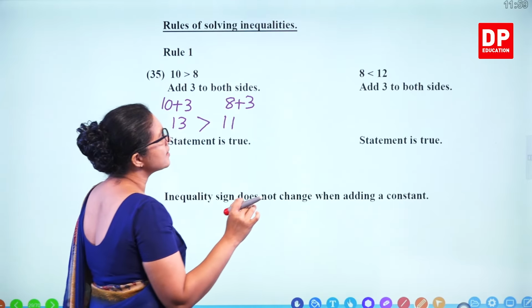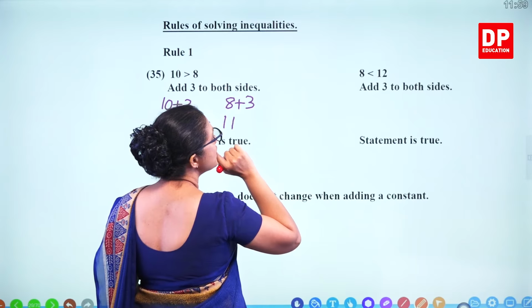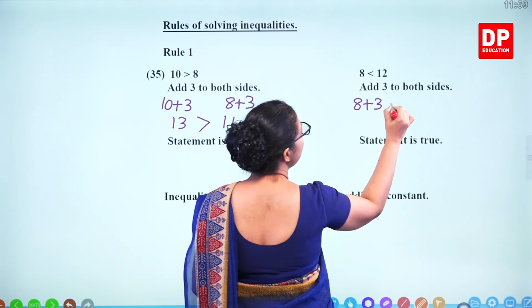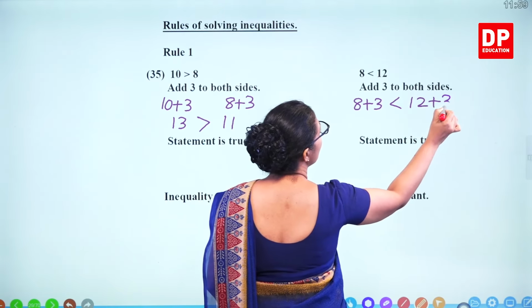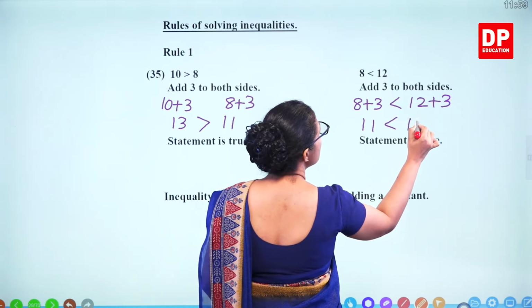Now we'll subtract. This is also adding. We'll add 3 to both sides here. 8 is less than 12. That's correct. Add 3. 8 plus 3, 11. 12 plus 3, 15. So that's also true. 11 is less than 15. So statement is true. So that means when you add a constant, the inequality sign is not changing. It stays the same.